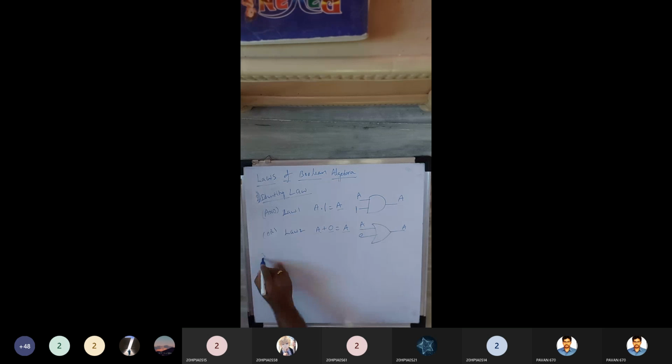Third one, complement law. Okay. So this is also with respect to AND version. What is the law? With OR version, what is the law? We will see here.